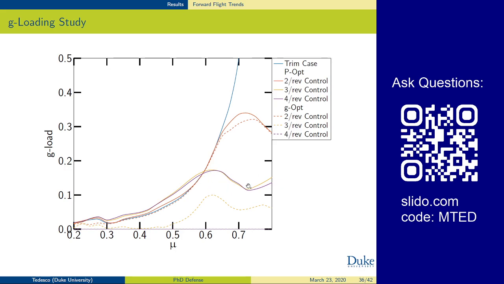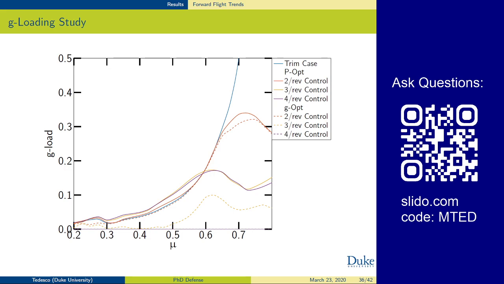This is going in alignment with what I just said earlier, which is that for the 2 per rev control, it's so focused on maintaining trim that it can't reduce the power that might be added by this vibration, whereas the 3 and 4 per rev can reduce it at least a little bit to get that power down more towards its base level without dynamics.